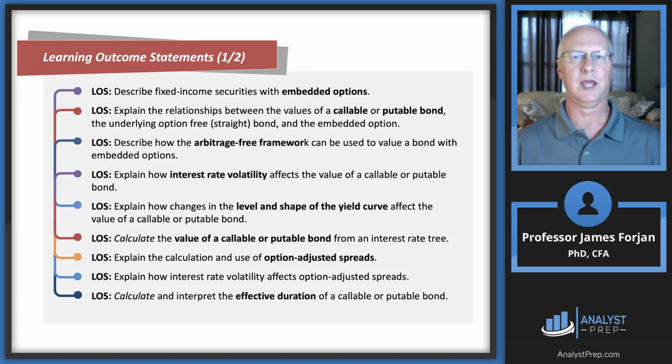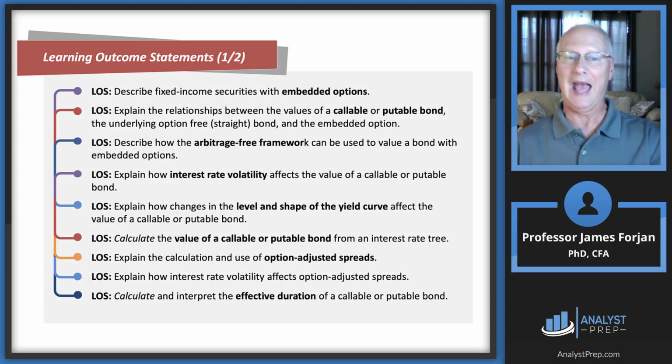Look at those first handful there. Describe fixed income securities. We did that in the last reading, but now we need to worry about embedded options. So those are callable and putable bonds. Look at that third one. There's the arbitrage-free framework, and then we talked about interest rate volatility and the level and shape of the yield curve. So those first handful are going to provide us with the foundation in order that we can succeed in applying that framework to bonds with embedded options.